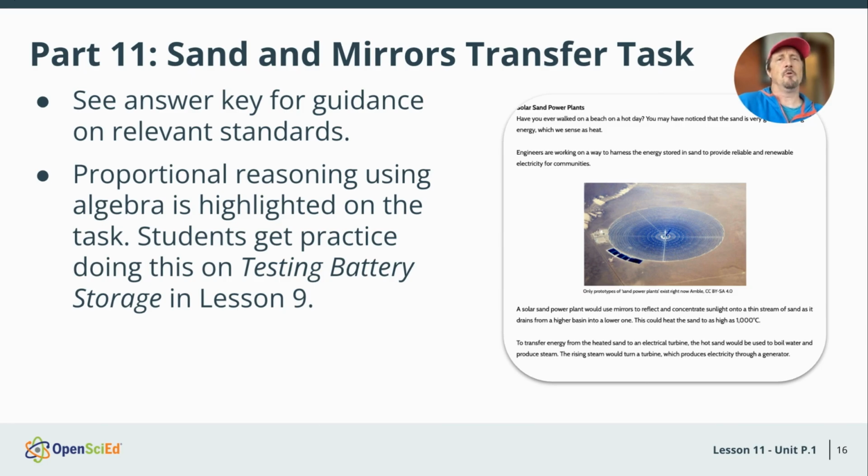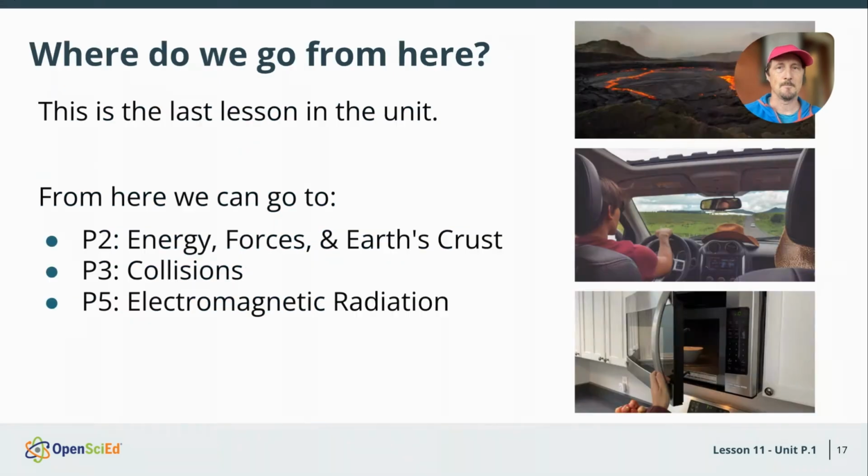Then the last key moment in day 3 is the send and mirrors transfer task. Make sure to look through the answer key for guidance on scoring, and note that proportional reasoning using algebra is highlighted on this task. Students get that practice with that algebra on the testing battery storage handout from lesson 9. If a student missed that day or didn't understand that work, they may need to spend some more time with that practice to be successful on this transfer task.